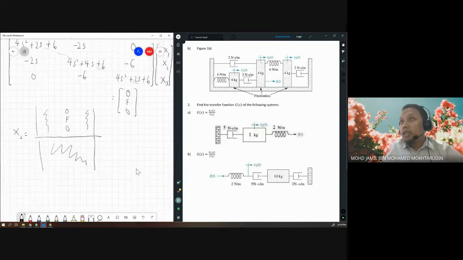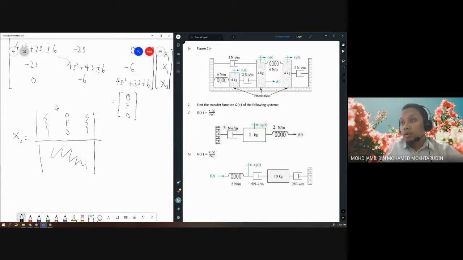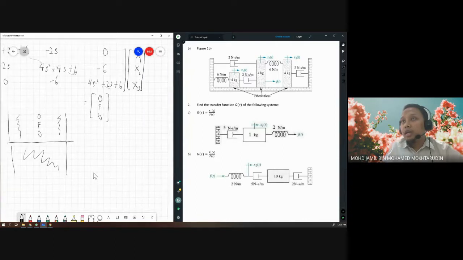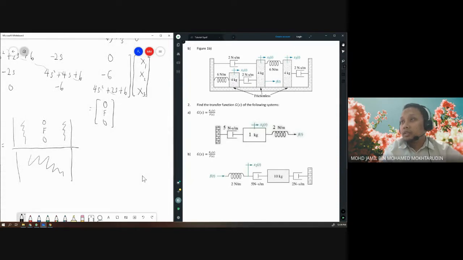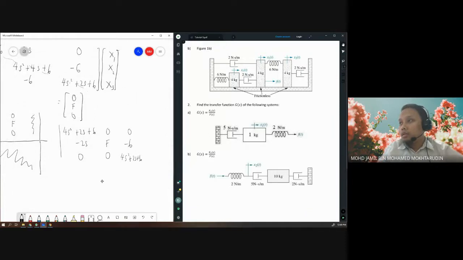Okay, so here it's still not simplified. So you can simplify the top matrix only. Let me show you how to simplify the top matrix. Kena tulis balik lah. So 4s squared plus 2s plus 6, minus 2s, 0, 0, F, 0, 0, minus 6, 4s squared plus 2s plus 6.